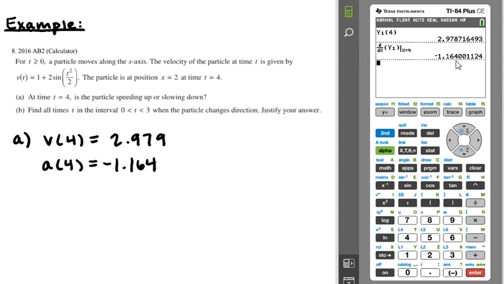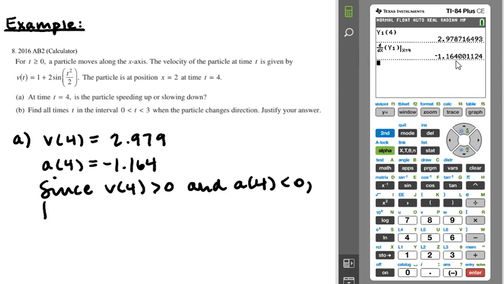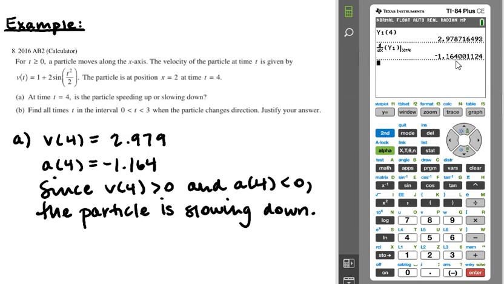So what you would say to justify your answer is, since v is positive and a is negative, the particle is slowing down, because its speed is decreasing. Okay? And that's all I got for you for this video.